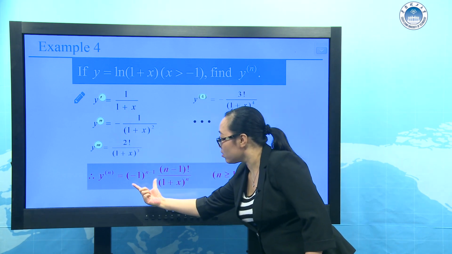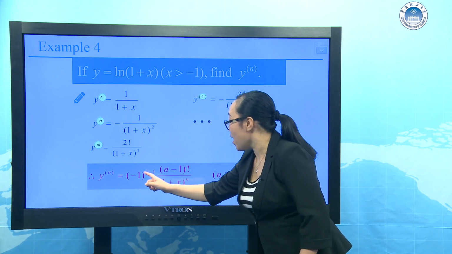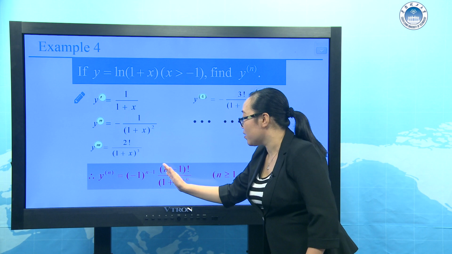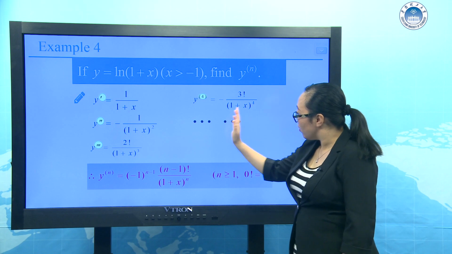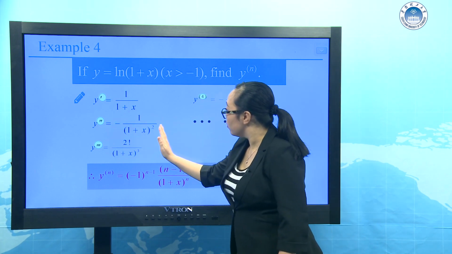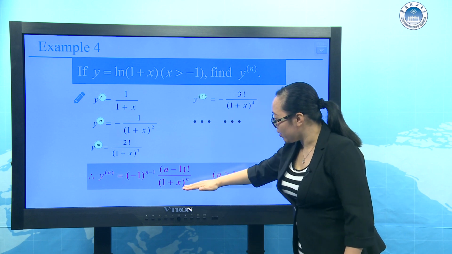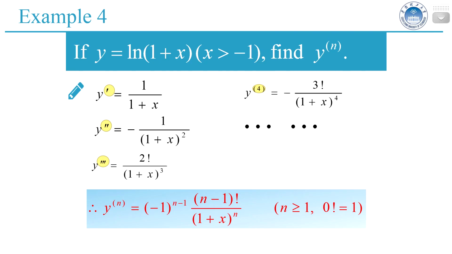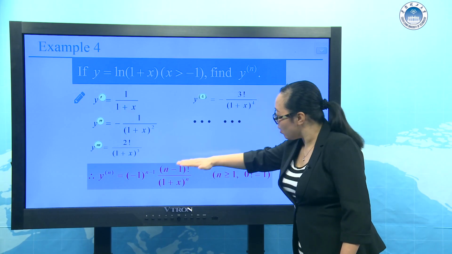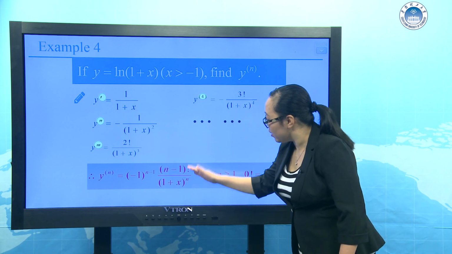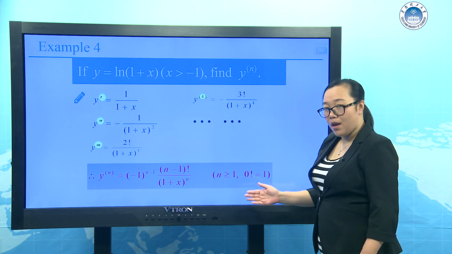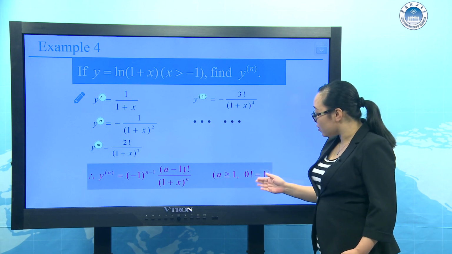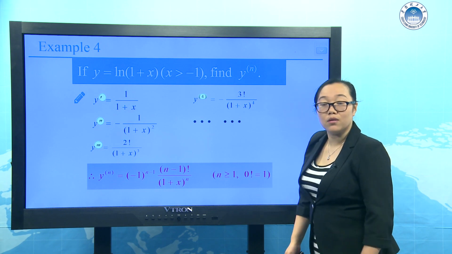So the corresponding constant, meaning the sign, is (-1) to the power n-1. Corresponding to this term, 4, 4, 3, 3, 2, 2, 1, 1 power. So for the nth derivative, the corresponding power is n. This term means (n-1) factorial, where n is larger than or equal to 1, and we define 0 factorial equals 1. Try to understand the question.